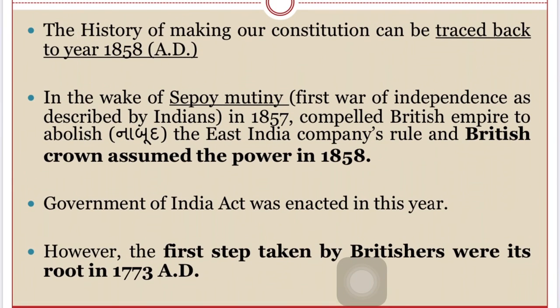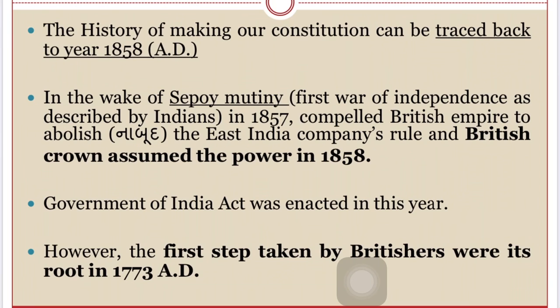So in the Sepoy Mutiny in 1857, which compelled the British Empire to abolish the East India Company rule, the British Crown assumed the power in 1858. I have an image of how this occurred. So the Government of India Act was enacted in this year actually. However, the first step by the British was in 1773.